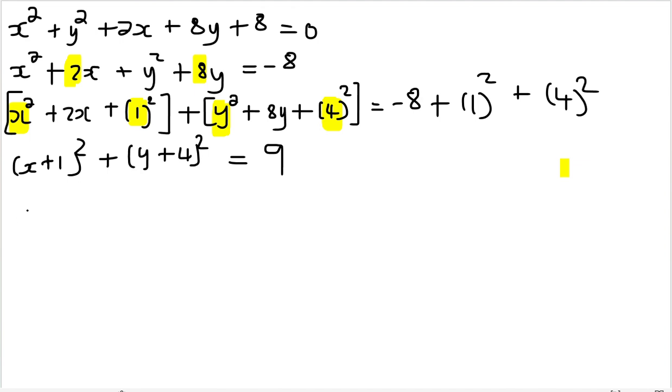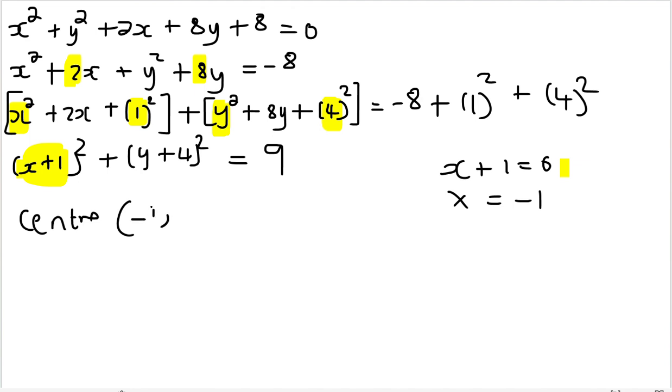Okay, so the center of this, you simply have to take this thing inside here, equate it to 0, and solve for x. So x plus 1 equal to 0. It means that x is equal to negative 1. So the x component is negative 1. And then now to get the y value, you take y plus 4, you equate that to 0, then you solve for y. So y plus 4 is equal to 0, and then y is equal to negative 4. And then the center of the circle is at negative 1 and negative 4.